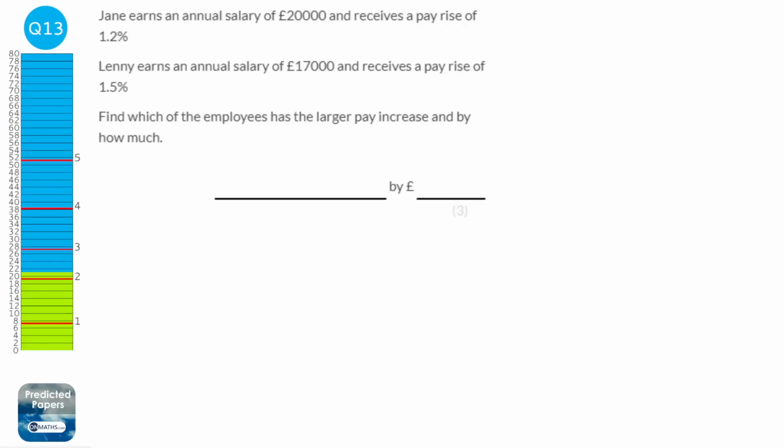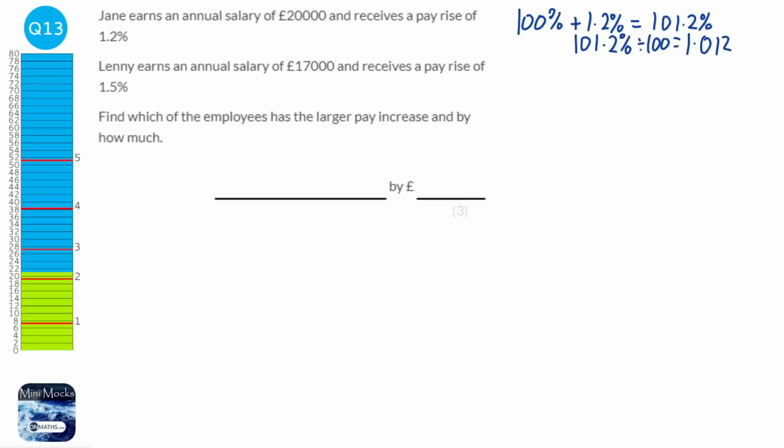So firstly, we're going to work out what the percentage increases are as a multiplier. So we start off with 100%. Jane has a 1.2% pay rise, and so that would be 101.2%, and we divide that by 100 to make it a multiplier. So the multiplier is 1.012. So we take the 20,000 times it by 1.012, and that gives us 240.